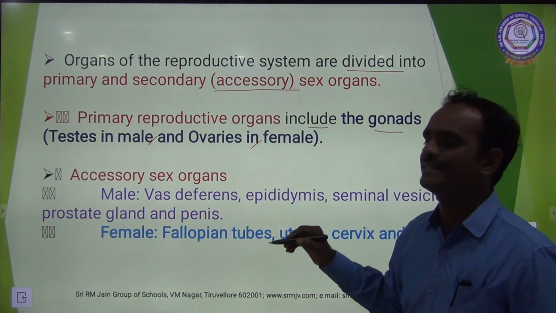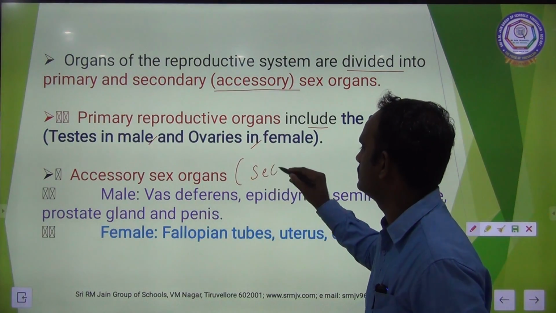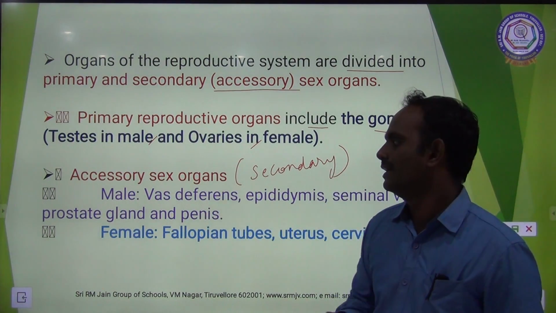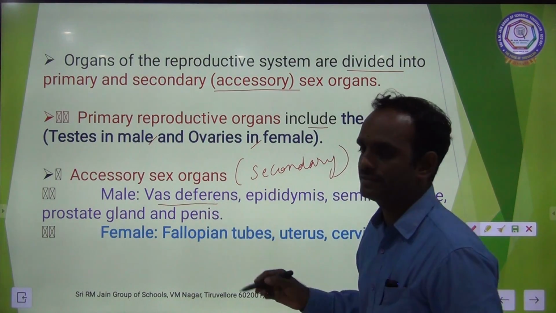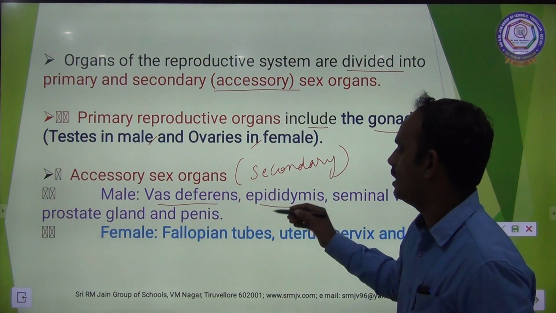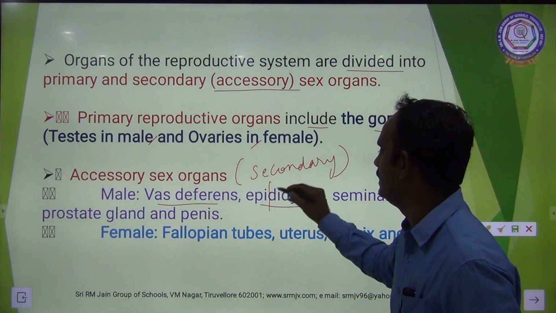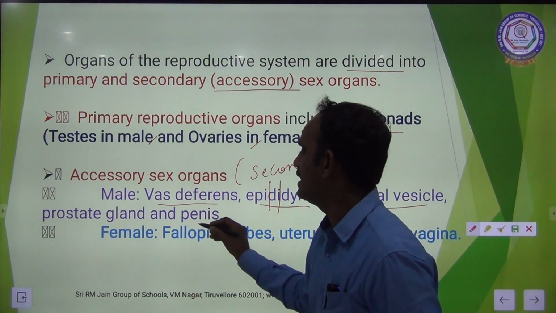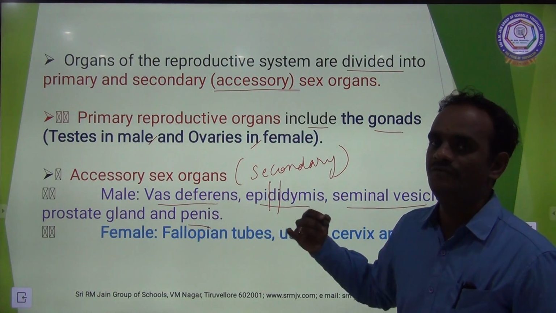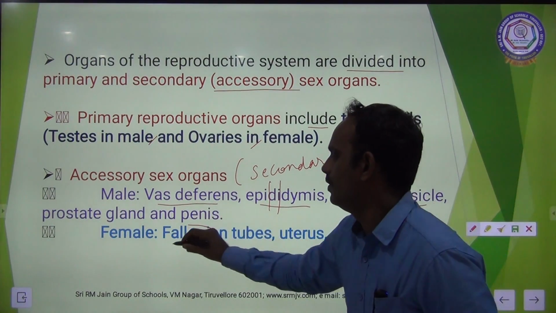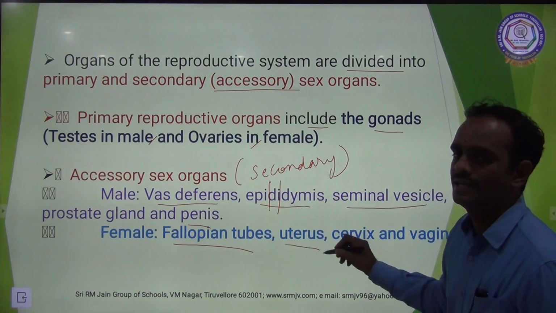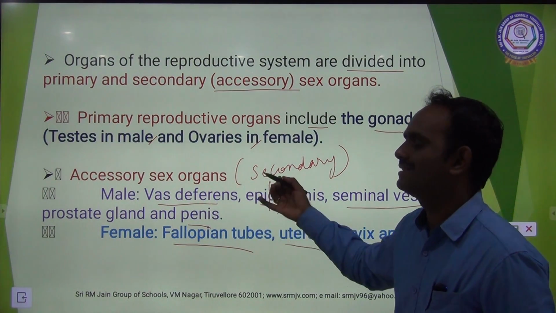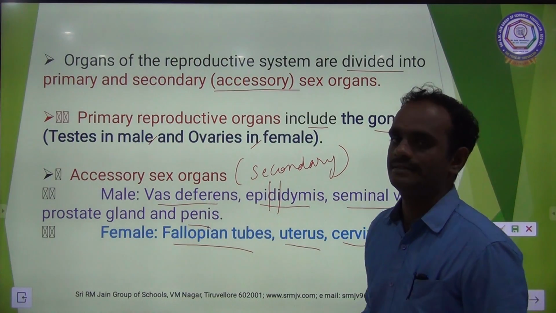Accessory sex organs. Accessory means secondary. In males, the secondary sex organs are the vas deferens, epididymis, seminal vesicle, prostate gland and penis. In females, the accessory organs are the fallopian tubes, uterus, cervix and vagina.